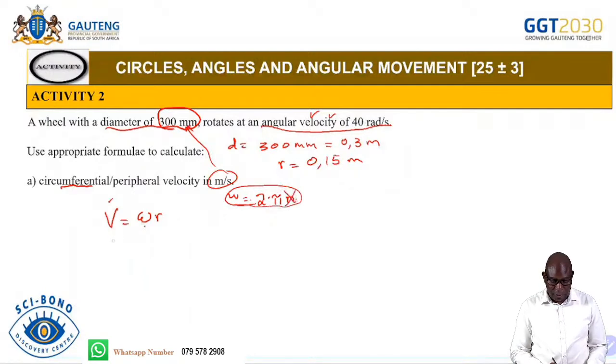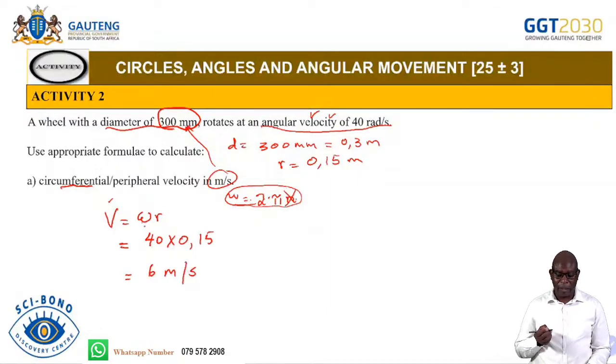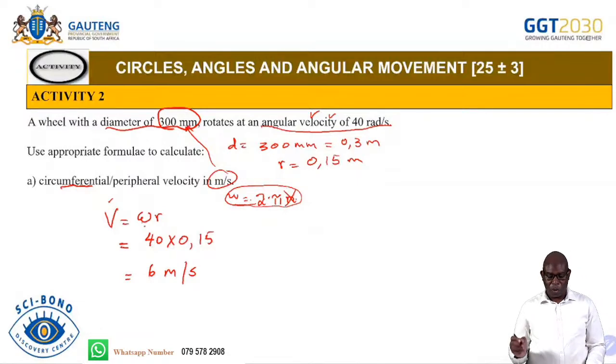So now let's check this. What is the velocity? Not given. What is the omega? The omega is given. It's 40. What is my radius? My radius is 0.15. So I need this velocity. So the velocity will be 6 meters per second. In other words, I'm writing it in meters per second as I'm told.